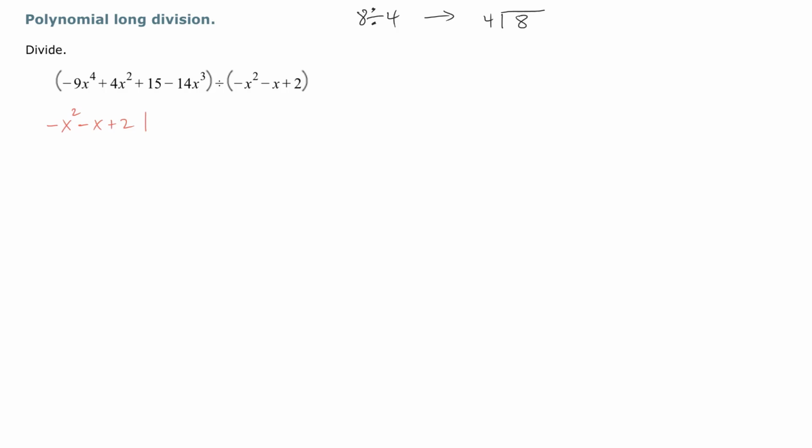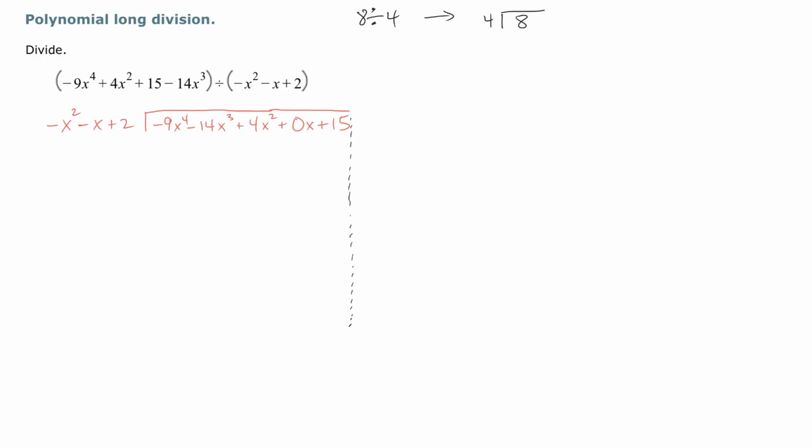And then we draw our symbol. Negative 9x to the 4th minus 14x to the 3rd plus 4x squared plus 0 times x plus 15. And I'm going to draw that bar all the way to the 15. And I'm going to draw my finish line as well.